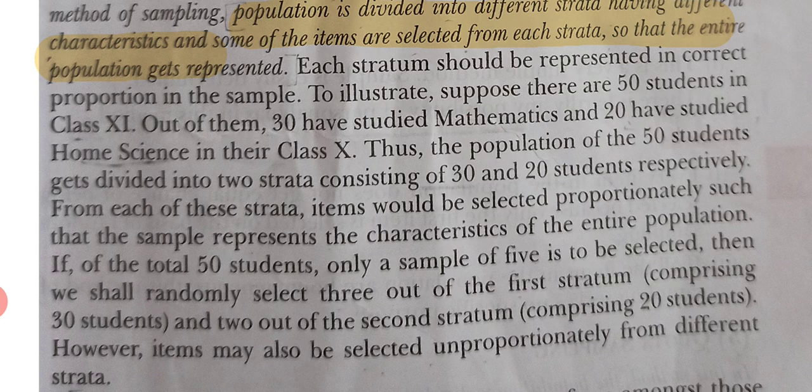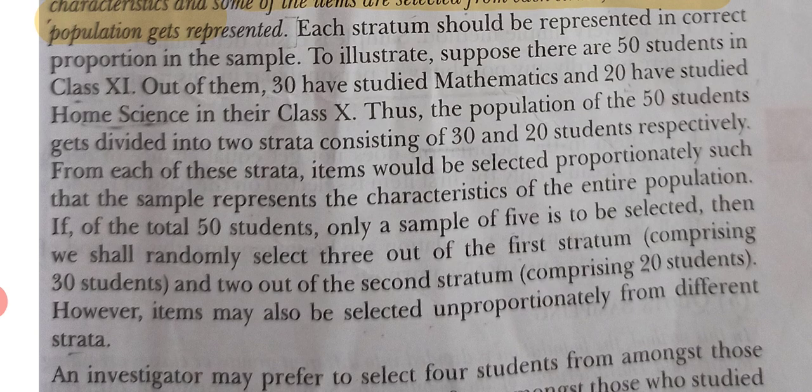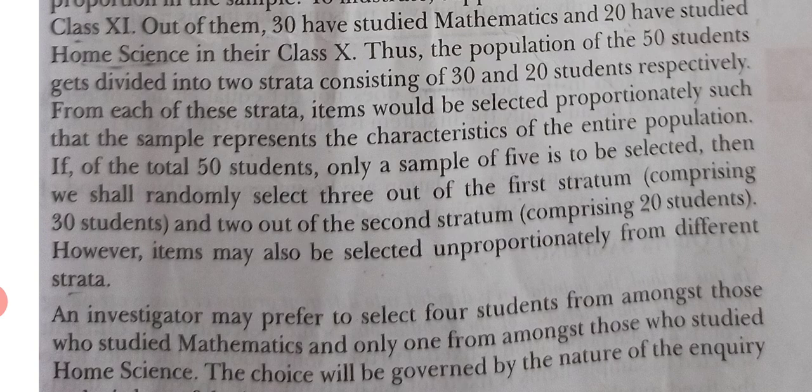Out of these two strata, the items can be selected in proportion to their percentage. Like there are 30 students in mathematics, so we can select 3 students as a sample, and there are 20 students in home science, so 2 students can be selected in the sample. Or it can be disproportionate. We can select 3 students from home science and 2 students from mathematics. It is according to the wish of the investigator, so it can be selected proportionately or disproportionately.